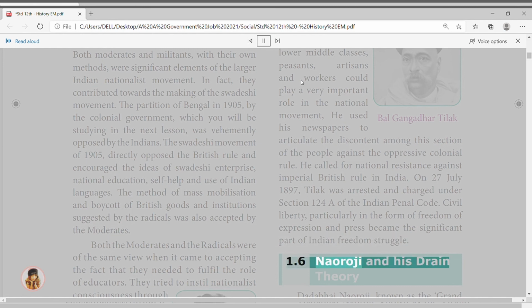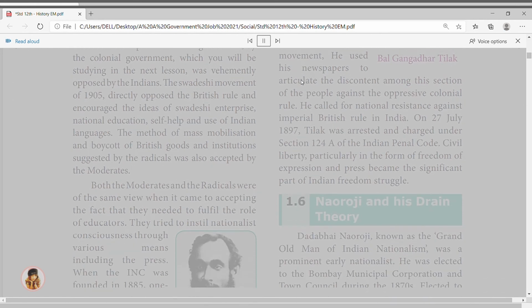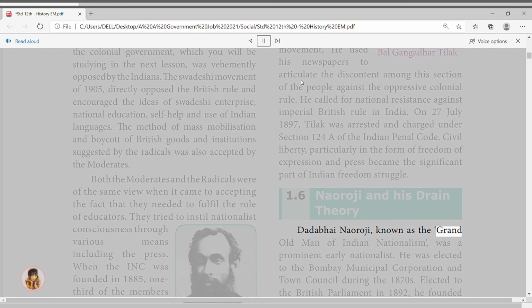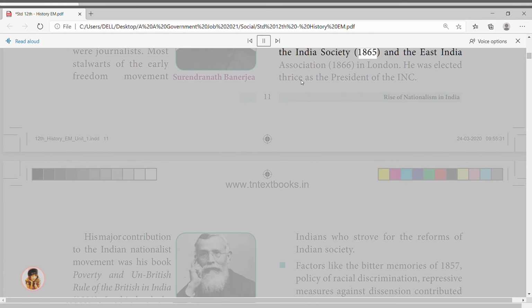1.6 Naoroji and his drain theory. Dadabhai Naoroji, known as the Grand Old Man of Indian nationalism, was a prominent early nationalist. He was elected to the Bombay Municipal Corporation and Town Council during the 1870s. Elected to the British Parliament in 1892, he founded the India Society, 1865, and the East India Association, 1866, in London. He was elected thrice as the president of the INC.